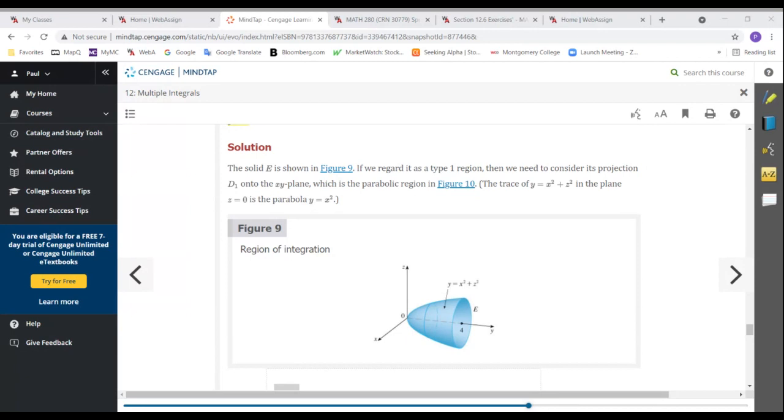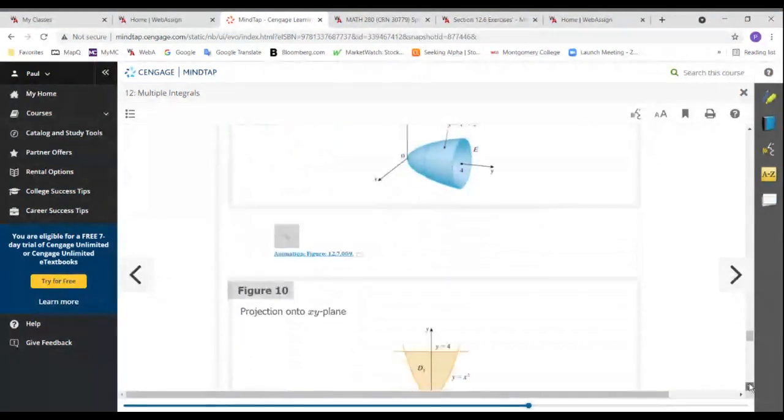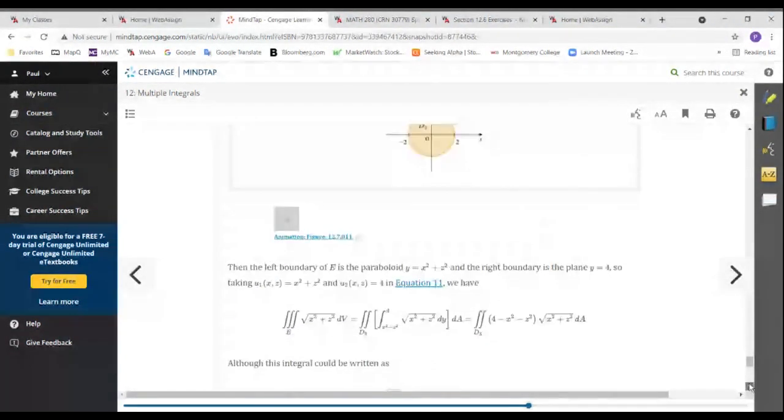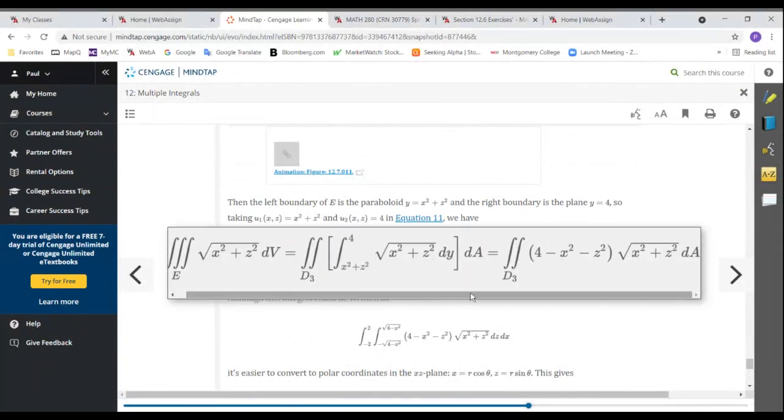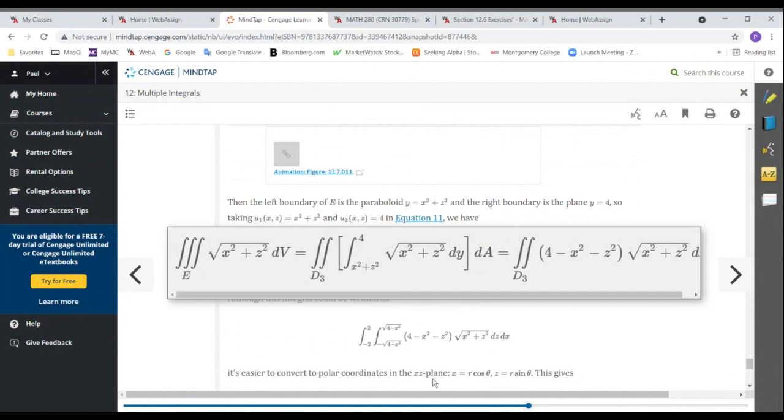So if we were to treat the solid region E as a type 2 region, the triple integral would look like this. Okay, take a moment and think about it.